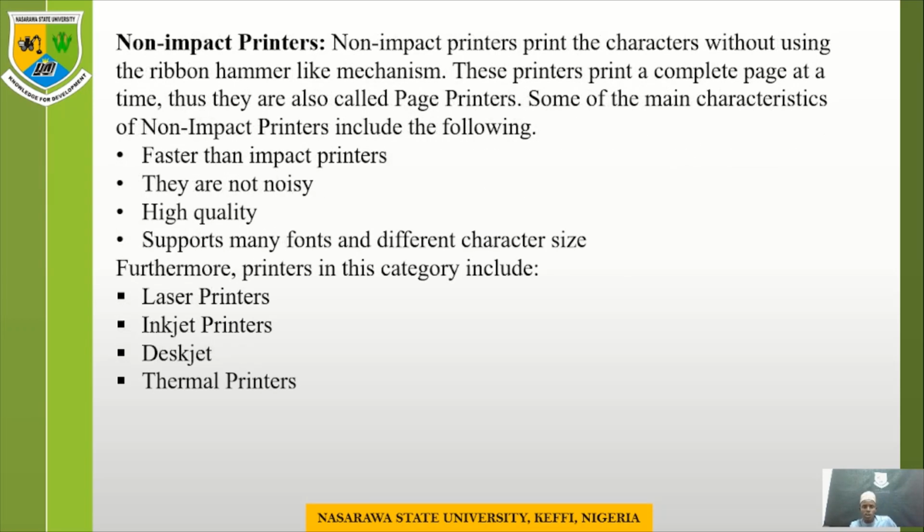So, non-impact printers. This is another type of printer that prints characters without using the ribbon hammer-like mechanism. It doesn't use hammers to hit and print. These printers print a complete page at a time. When you want to print, you send it to the printer to print that page at once. They are also called page printers because they print a page at once.